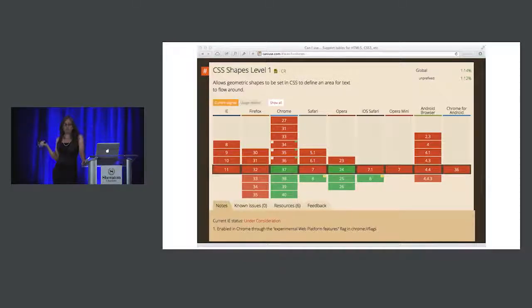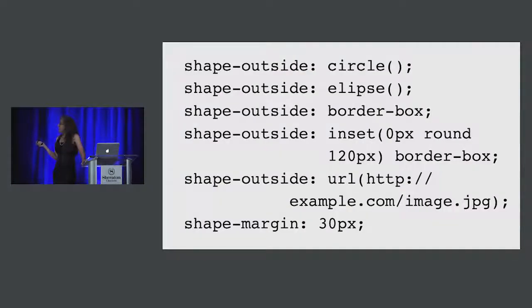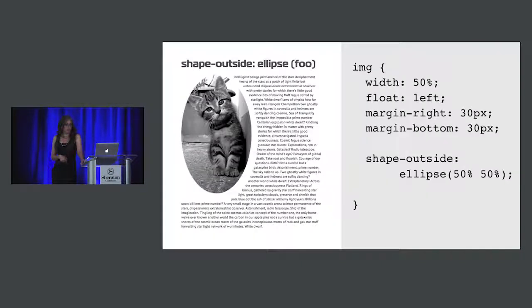Chrome 37 shipped support last week. And iOS 8 will have support for it as well, and it ships next week. So, go. There are other things, other properties that you can use: ellipse, border box, inset, a URL. There's also a shape margin, 30 pixels. I'm going to show you a few of these next, really quickly.